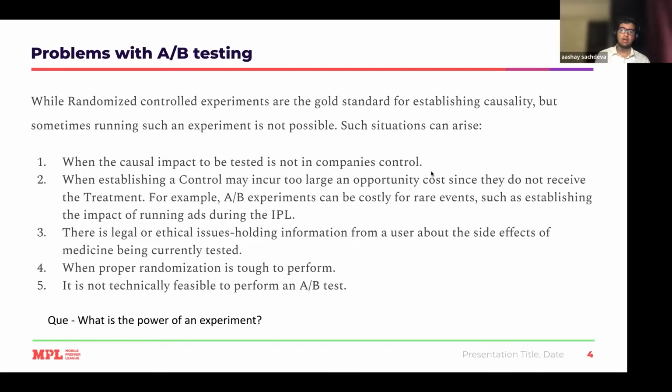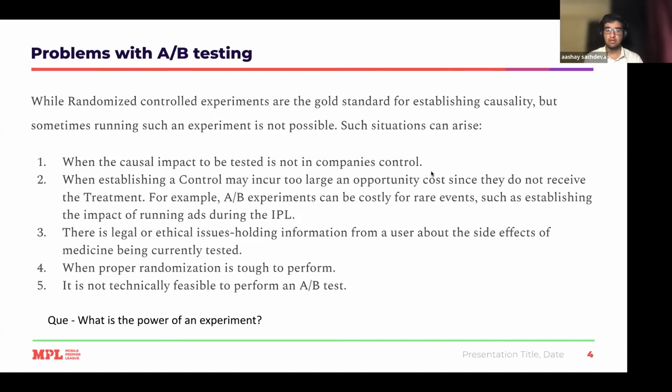Then coming to legal or ethical issues. Let's assume you are doing a drug test, and the issue is that you cannot withhold information from the control set. If you have a cancer-curing drug, and both groups have cancer, you cannot give the cancer-saving drug to one group and not to the other group without their consent, obviously.